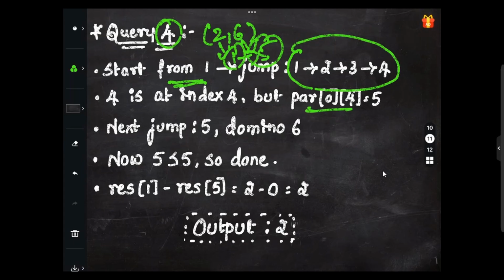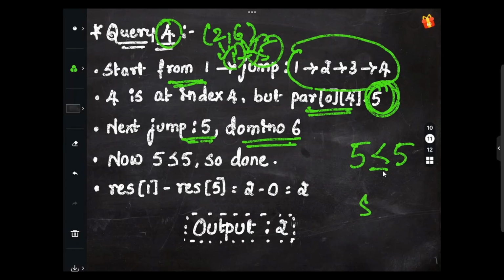But the paradigm of 0 comma 4 is 5, right? So here we will go with the next jump, nothing but 5. We have domino 6 here, right? Now, as we have to go from index 1 to 5, we consider the last index 5, and the value that we got here is paradigm of 0 comma 4, which is 5. We check whether 5 is less than or equal to 5. Yes, 5 is equivalent to 5, so we are done with this part.